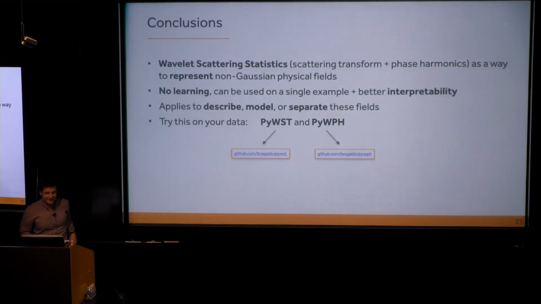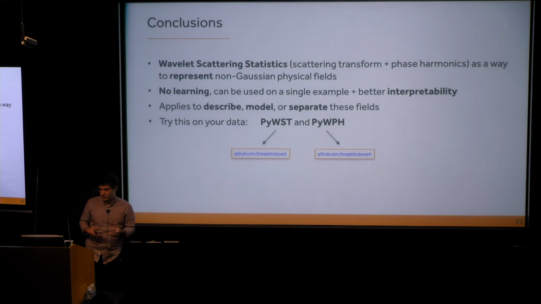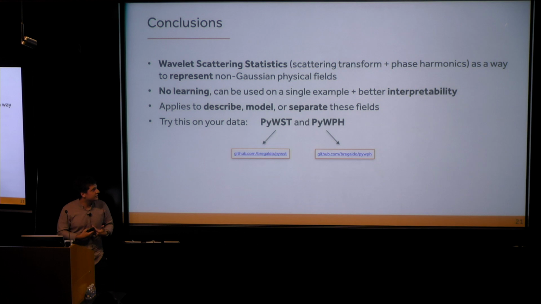OK, so I'm a bit late, so I'll just conclude here. I presented these wavelet scattering statistics, namely here the scattering transform and phase harmonics, but there are other ways you can define a similar kind of statistics that really focus on capturing interactions between scales. It's a way to represent your non-Gaussian physical field. There is no learning. You can use it on a single example. It helps you have a better interpretability of what you do, because these are operations you understand. And it can help you to describe models and separate fields.